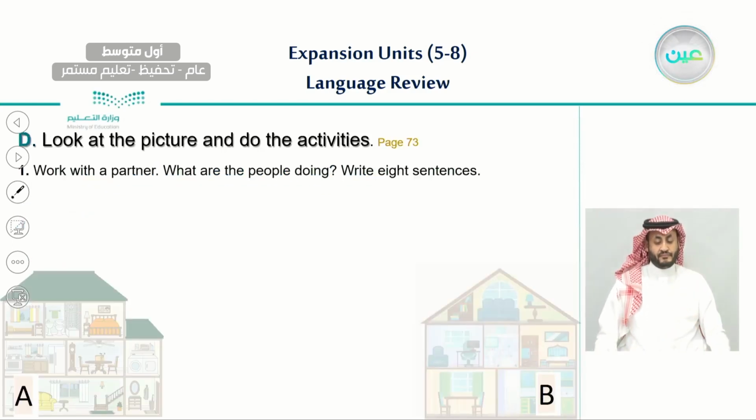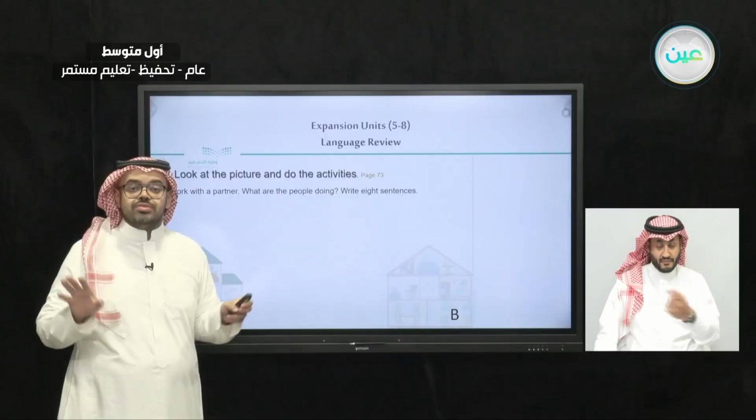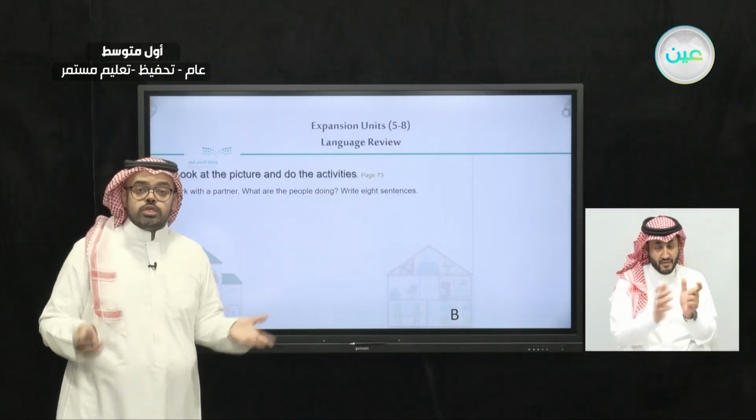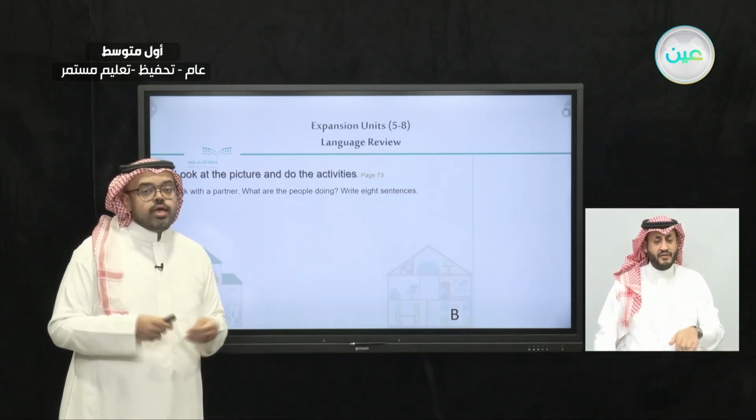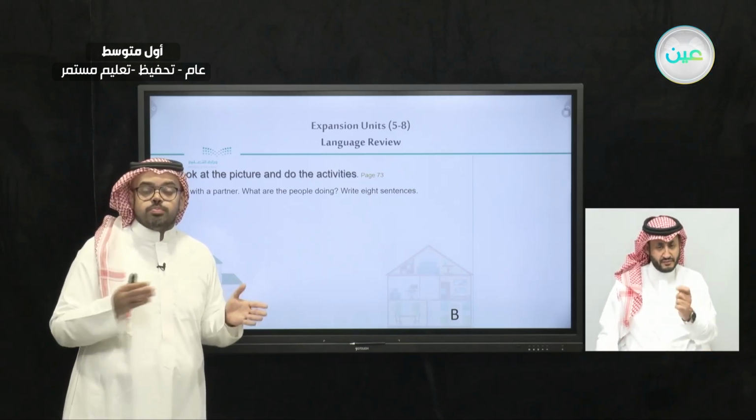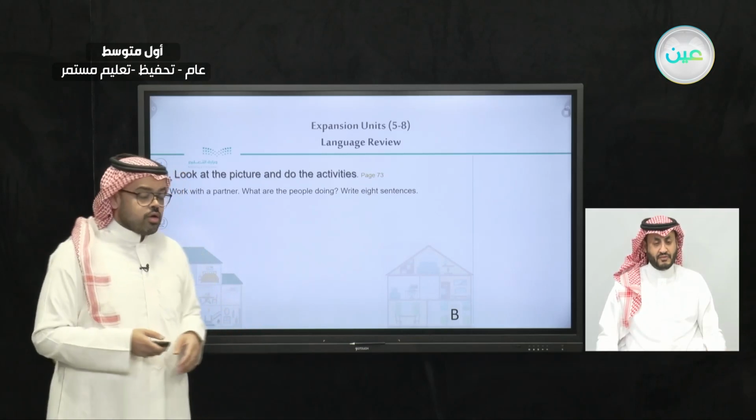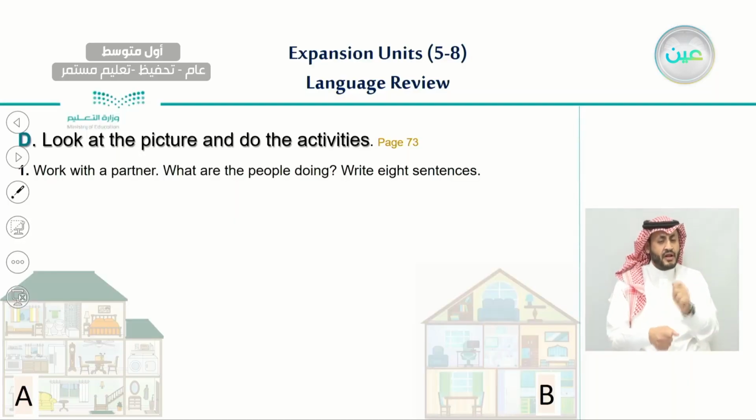Now, on page 73, we're going to have a simple exercise. On page 73, you will have two pictures of two different houses. And what we need to do here is try to write what each person in those houses is doing. For example, you have a house A and a house B.